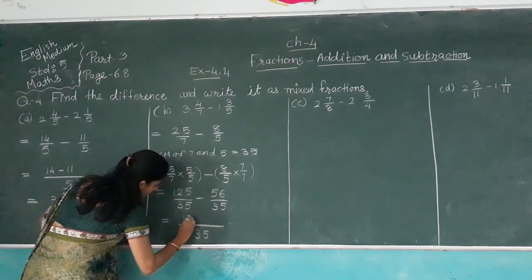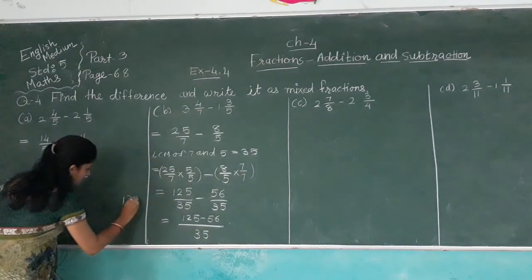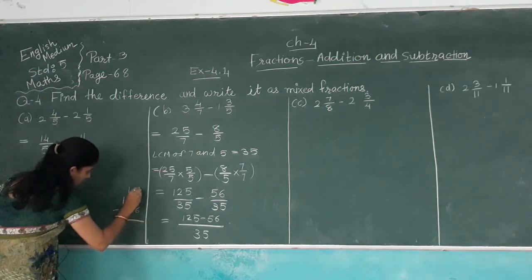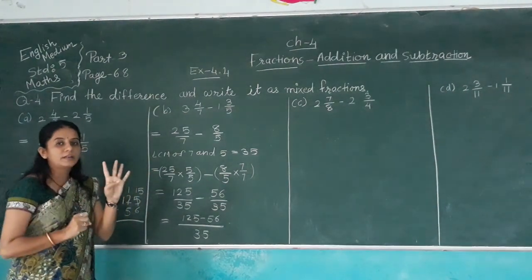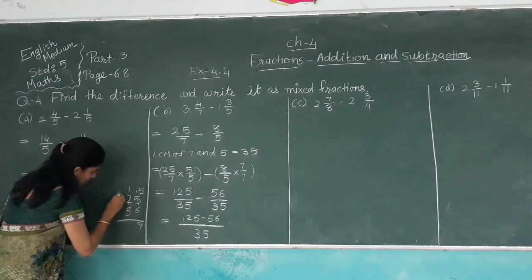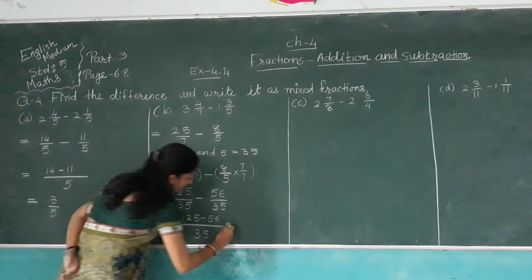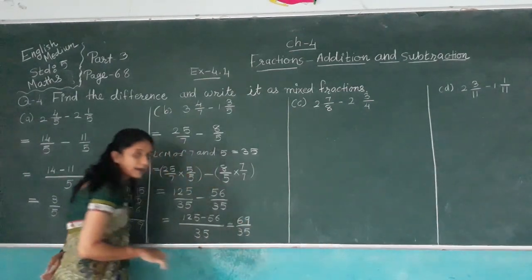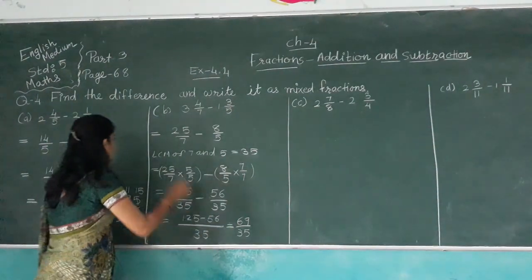125 minus 56. Cut here, write here 15. 15 minus 6: take 6 fingers before 15, 14, 13, 12, 11, 10 and 9. Again here, cut 1 and write 0, 11 minus 5, 6. We get the answer 69 out of 35. This fraction is an improper fraction, so first we convert this fraction into a mixed fraction.